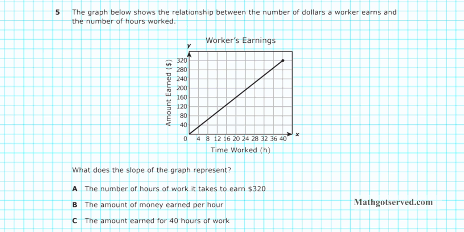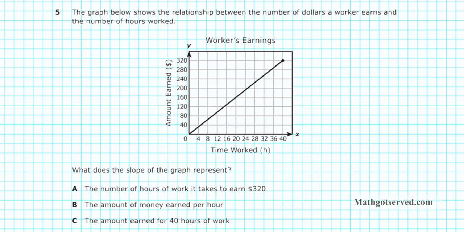All right, so let's take a look at the last one, number 5. This basically assesses our understanding of what the word slope means. It says the graph below shows the relationship between the number of dollars a worker earns and the number of hours worked. What does the slope of the graph represent?